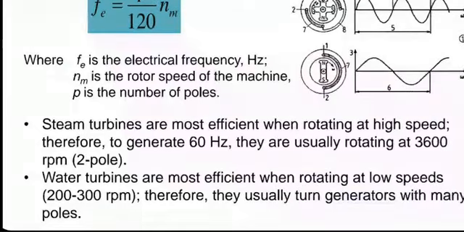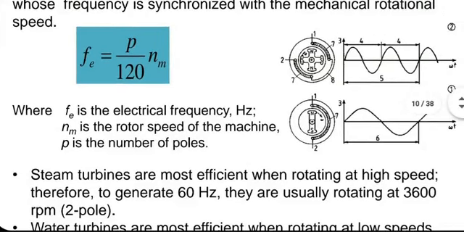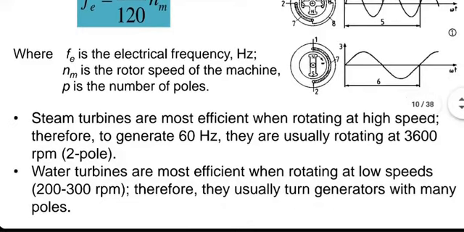Steam turbines are most efficient when rotating at high speed, because steam turbines can generally produce much higher RPMs. So you will not need a large number of poles to produce 60 hertz or 50 hertz. For 60 hertz, for a two pole system, you will need 3600 RPM, which steam turbines can produce. For 50 hertz, using a two pole system, you will need 3000 RPM based on this equation, which is also possible.